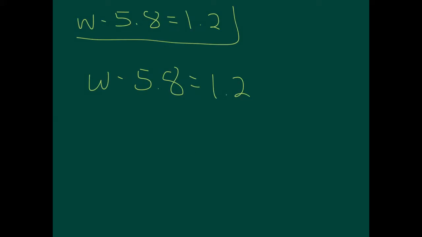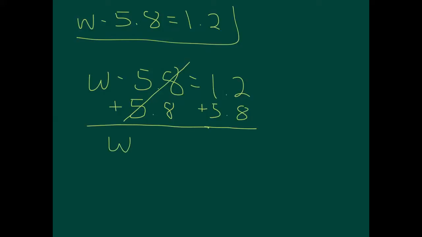So today we will be solving equations containing decimals. So the first thing you want to do is get W by itself. So for that you want to add 5.8, and then do the same thing on this side. Add 5.8, and so that negative 5.8 plus 5.8 cancels out, and so that gets W by itself.